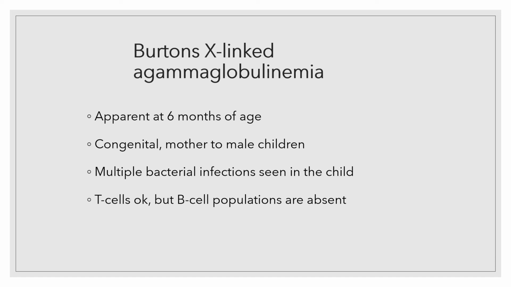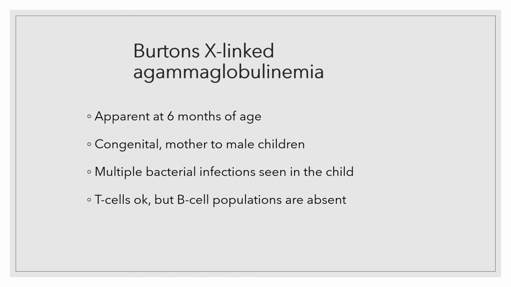A specific type of agammaglobulinemia is called Bruton's X-linked agammaglobulinemia. And this is a condition that's apparent at about 6 months of age. It's congenital and mostly goes from mother to male children. However, once in a while it is transmitted from mother to female children, although that's rare. It's almost always seen in males.